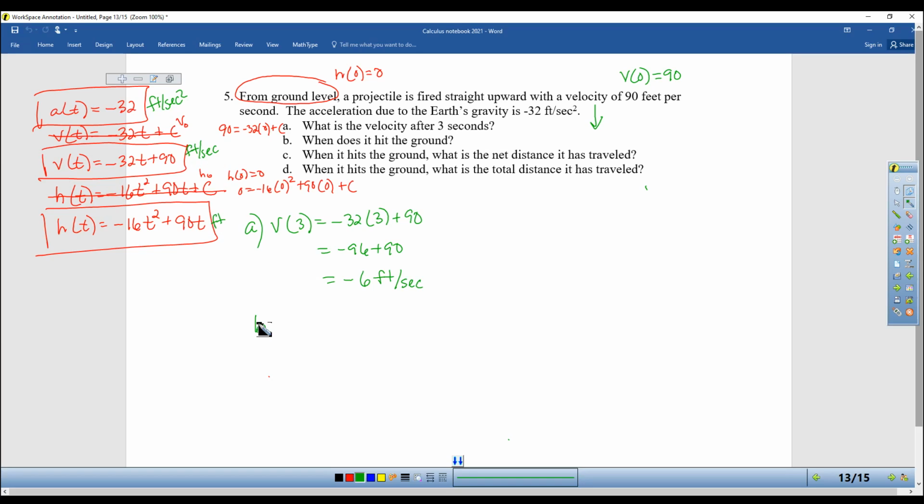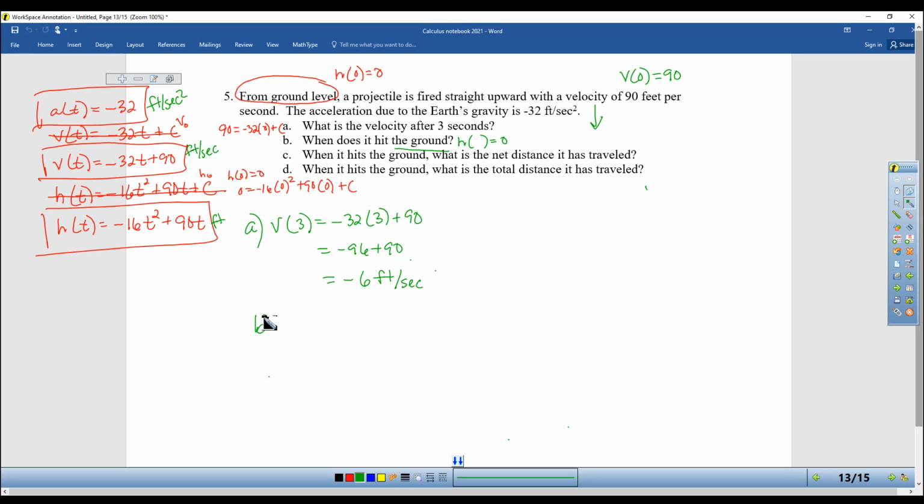Okay, part B. When does it hit the ground? So the question is asking about time, but what do we use to answer it? Its height. Hitting the ground would be h of something is equal to 0. Or is it velocity? When it hits the ground, does it have 0 velocity? That's a common mistake, for people to think that when it hits the ground, it has 0 velocity. Well, it does after it hits because it stops, but it could hit the ground with a lot of force. So when it hits the ground, its height is 0. So we're looking for the time when its height is 0.